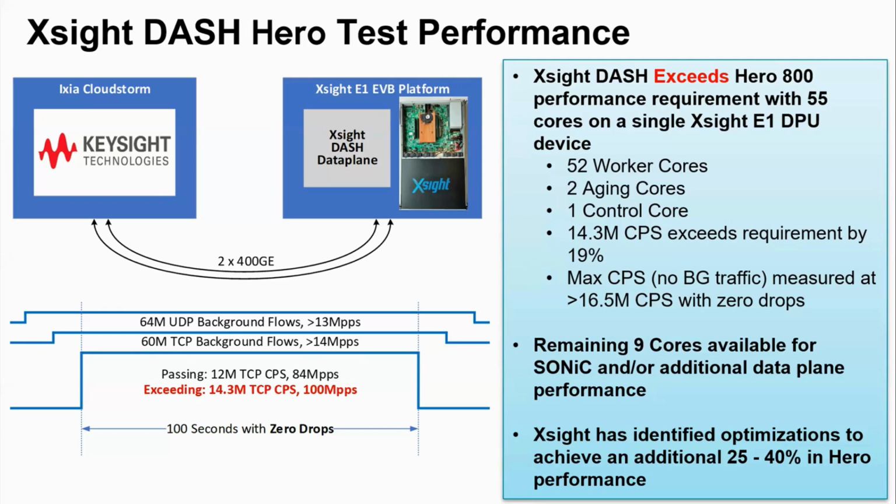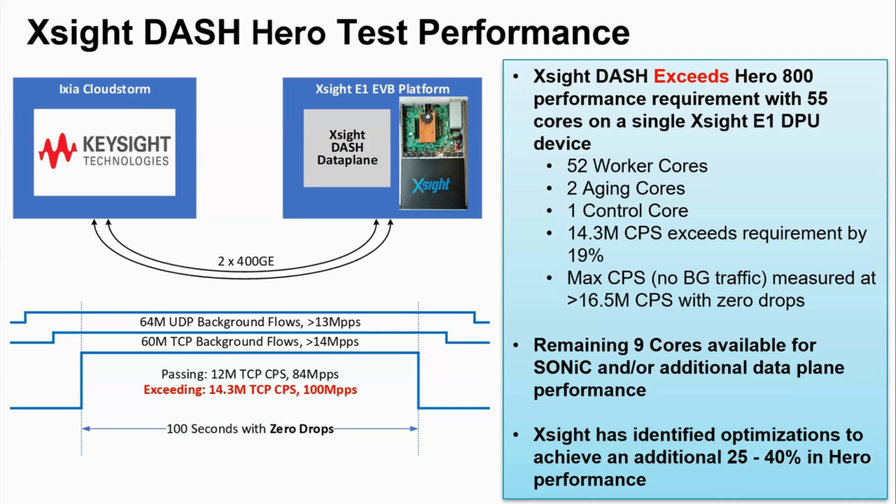And so the test requires that you have background traffic for 64 million UDP flows, connections, and then 60 million TCP background flows. And while that background traffic is running, you have to start and terminate new connections at 12 million connections per second. Not only do you have to do 12 million connections per second, you have to run at that rate for 100 seconds without dropping a single packet.